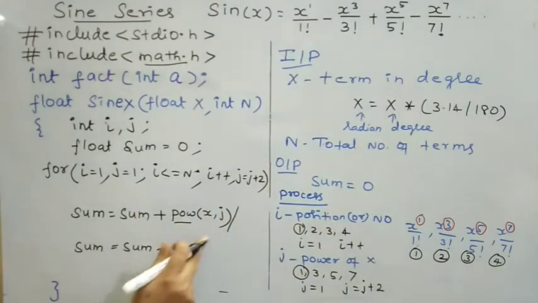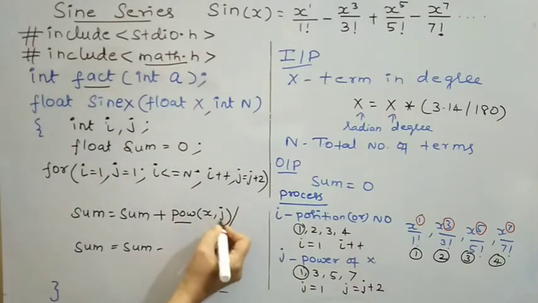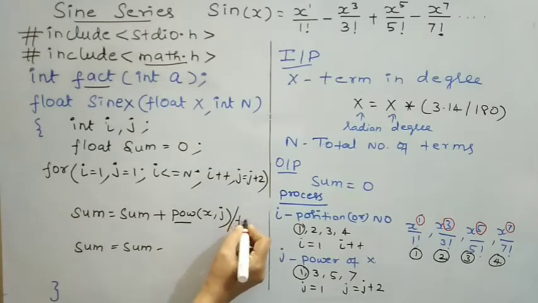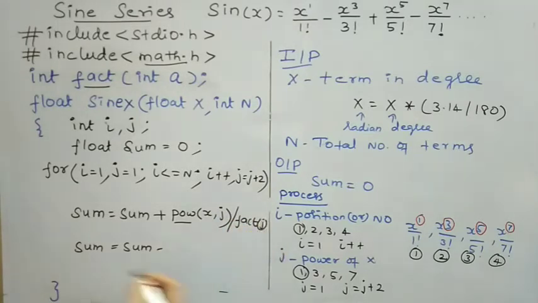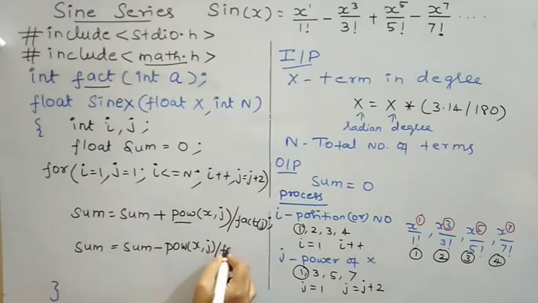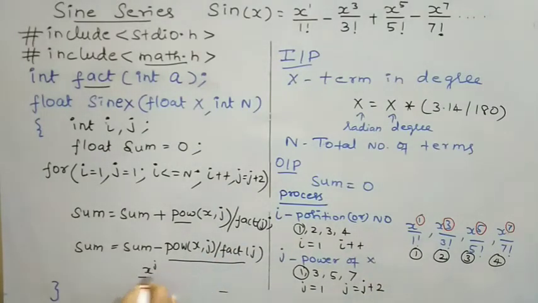How to compute factorial? By calling this function fact, I may compute the factorial of the given number. Whose factorial do I need to compute? It is j, so it is fact of j. So either I may add the term or I may subtract the term. If I want to subtract, it is subtract power of x comma j divided by factorial of j. So this is to compute the term. If the term is x power j divided by j factorial, using this expression I can compute this term.